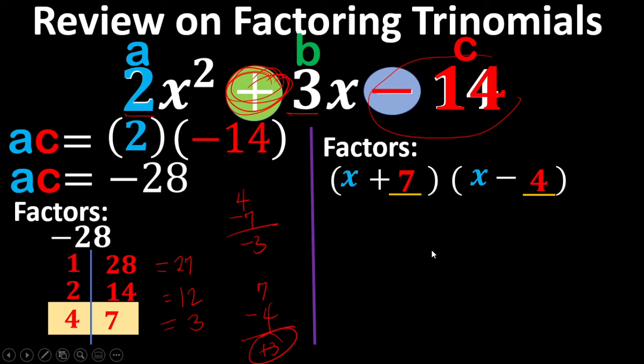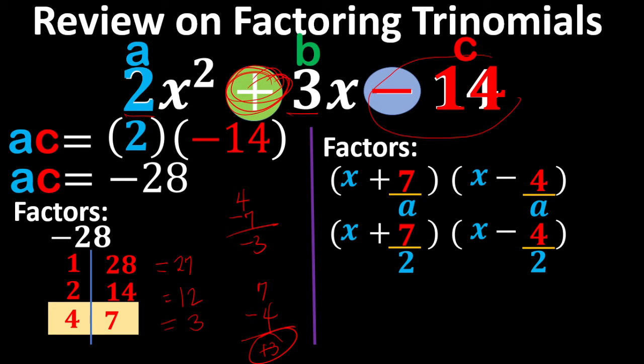Okay? Next step. You have to divide that. Yung second term mo niyan, dun sa factors mo, you have to divide them by the value of A. Yun ang next rule natin sa AC method. Okay? The value of A is 2. So, substitute lang natin. Magiging x plus 7 over 2 and x minus 4 over 2. Now, x plus 7 over 2, syempre 7 is not divisible by 2, pero pwede ka mag-cross multiply. Okay?